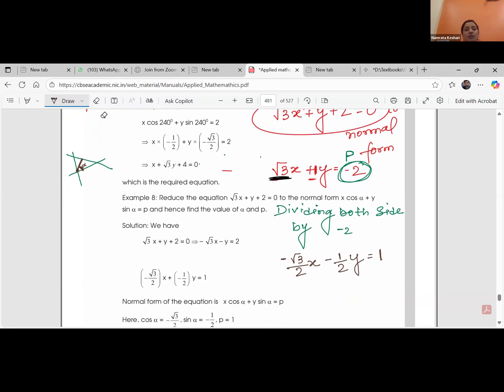Root 3 is not there in the cosine table for any angle. So we are trying to create root 3 by 2 by dividing by the other side. We are having -2, so we are dividing both sides by -2. One more thing we are keeping in mind, the other side is -2, that is representing the distance, so we are trying to keep it positive. This much is clear to all of you?